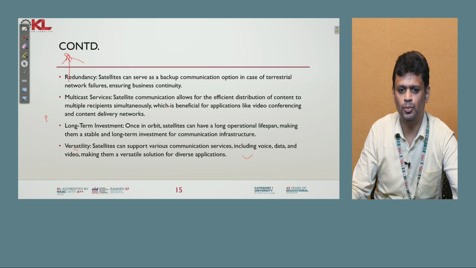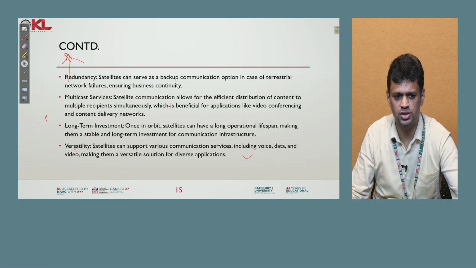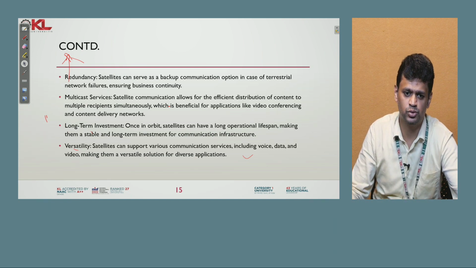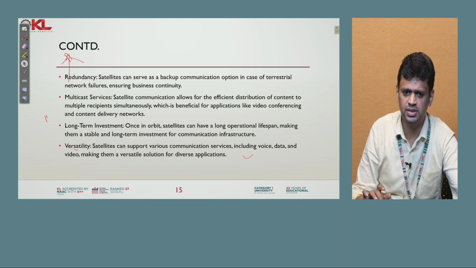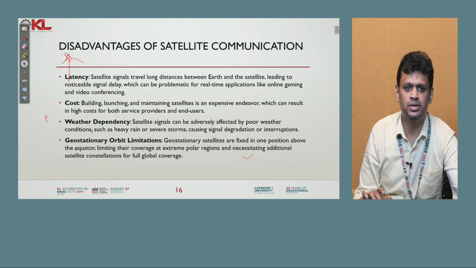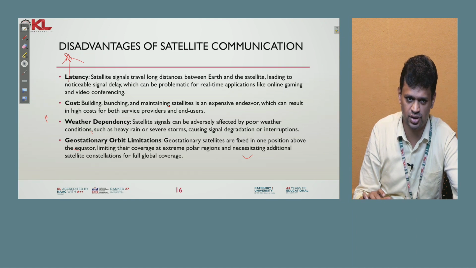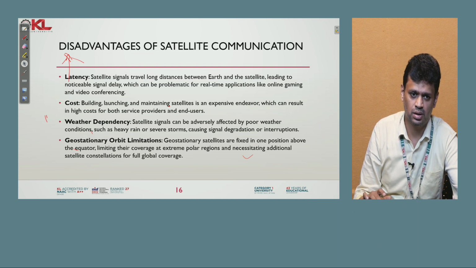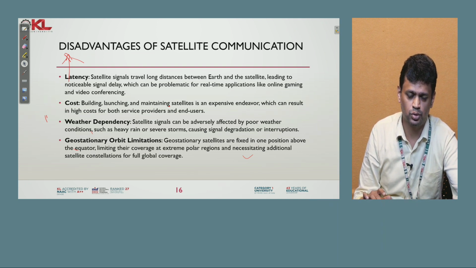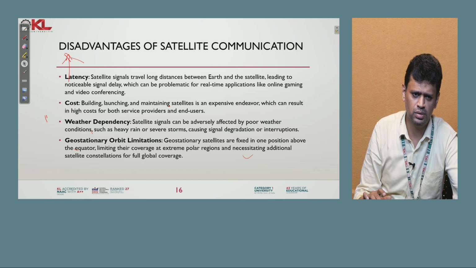Versatility, satellites can support various communication services like voice, data, video, making them a versatile solution for diverse applications. So disadvantages are latency, that is delay, high delay especially for geostationary satellite. Cost, so cost is obviously very high. You are launching a satellite, so it will be a very high amount.